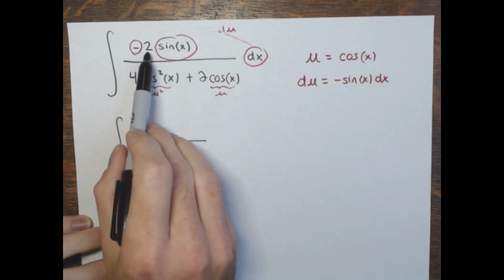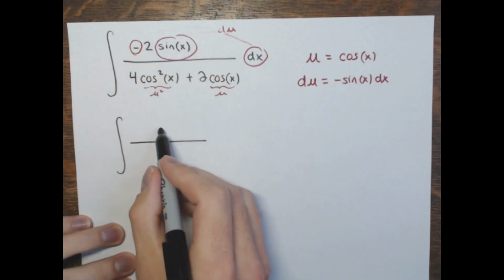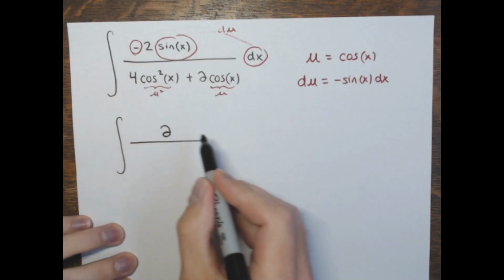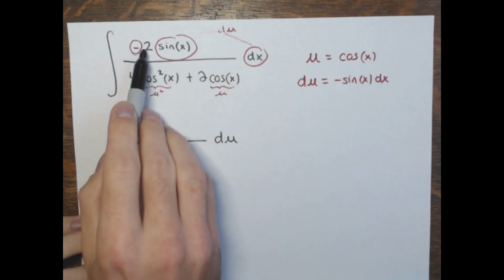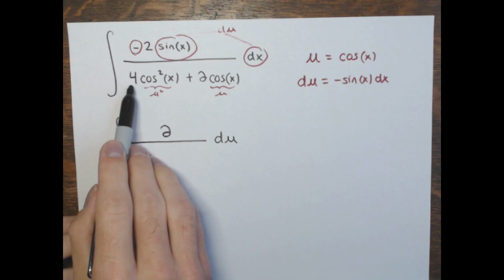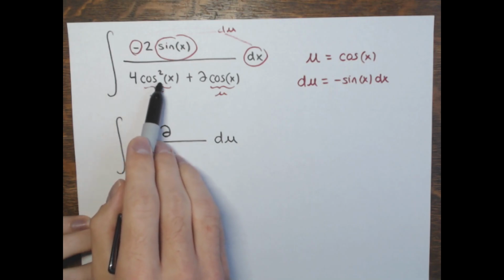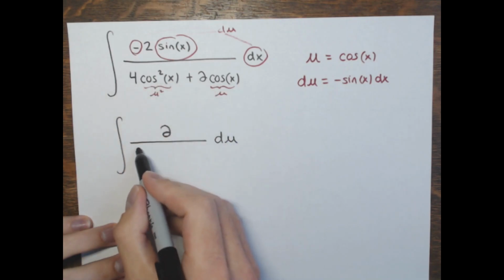So up top, I just have 2 du. I'll put the du at the end here. That's all there is at the top. And then the bottom, we have 4u squared plus 2u.